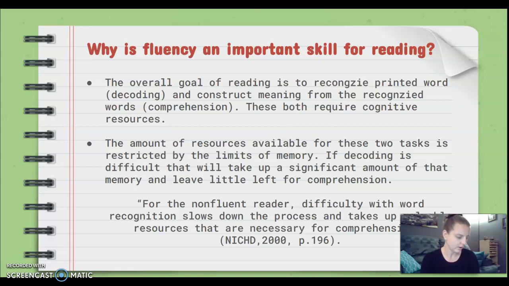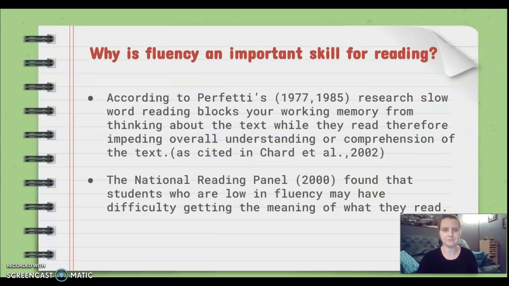Being a fluent reader requires you to have those decoding skills proficient enough to not take up that much memory, so you can use the majority of it to comprehend and interpret what you read. As the National Reading Panel reminds us, for a non-fluent reader, difficulty with word recognition slows down the process and takes up valuable resources that are necessary for comprehension. So we can see the link here between fluency and comprehension. If you can't decode fluently, you can't comprehend fluently.